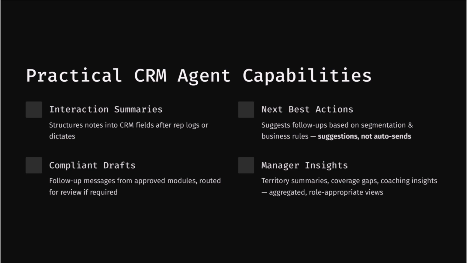A mature CRM agent also helps managers. It can create territory summaries, identify accounts that are drifting, detect coverage gaps, and prepare coaching insights. But again, guardrails matter. You do not want an agent making inferences that feel like surveillance or that violate internal policy. You want it to work with aggregated, role-appropriate views and transparent rules.